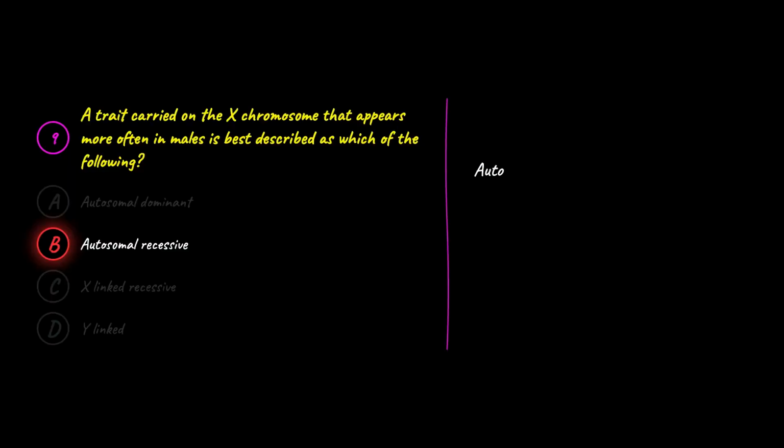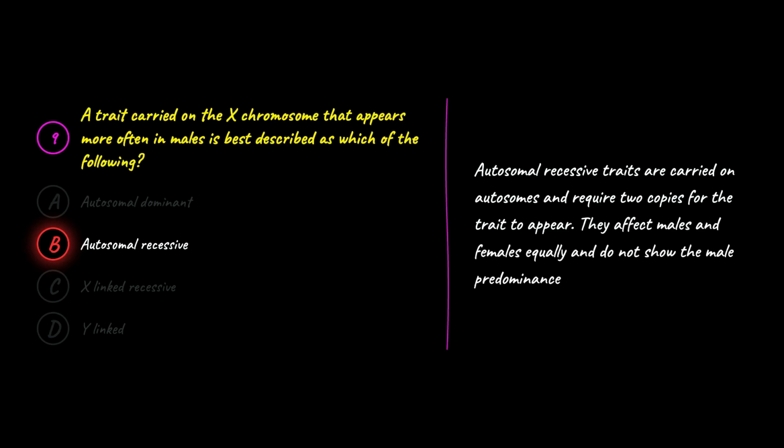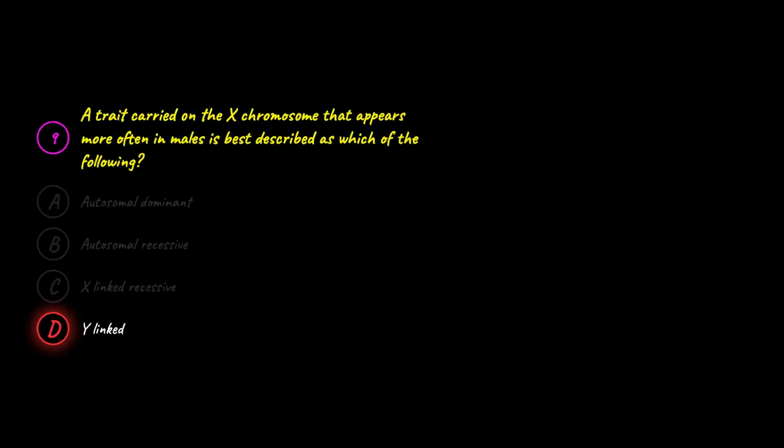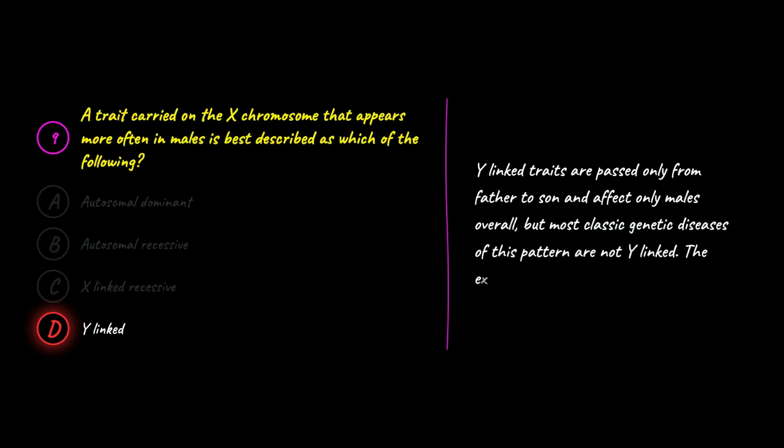B is wrong because autosomal recessive traits are carried on autosomes and require two copies for the trait to appear. They affect males and females equally and do not show the male predominance described in the question. D is wrong because Y-linked traits are passed only from father to son and affect only males overall, but most classic genetic diseases of this pattern are not Y-linked. The example matches X-linked recessive.